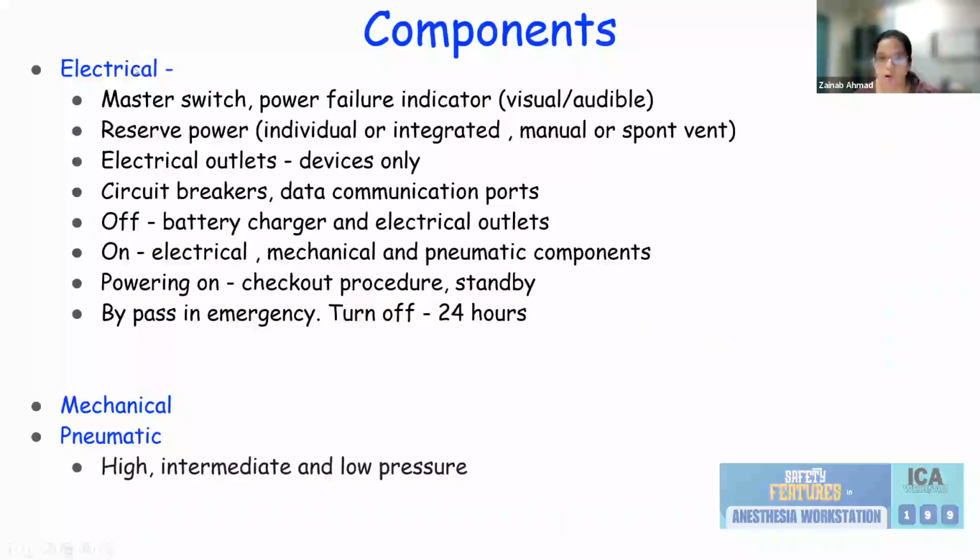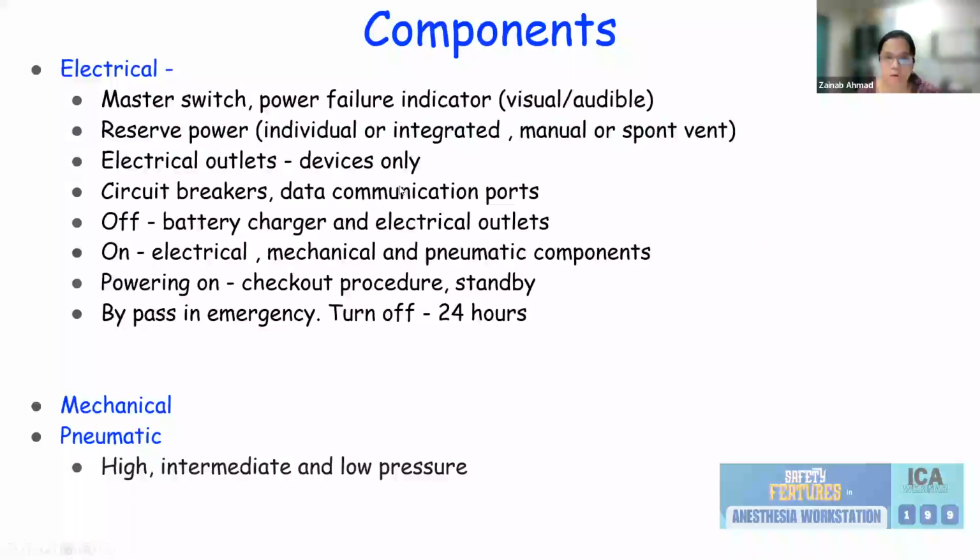So we have the master switch and the power failure indicator. They are both visual and audible. We have reserve power, so you should know how much reserve power your machine has. Most of the operation theaters now have a central UPS, but you should also know whether your machine has an individual reserve power or not. Suppose the central supply goes off and there is no UPS in your machine and you don't have a central UPS also, then you might land up in a soup, right? So it is recommended that if the machine is running on reserve power, you should switch to manual ventilation or spontaneous ventilation to conserve power.